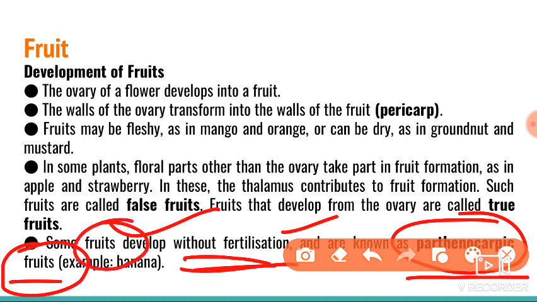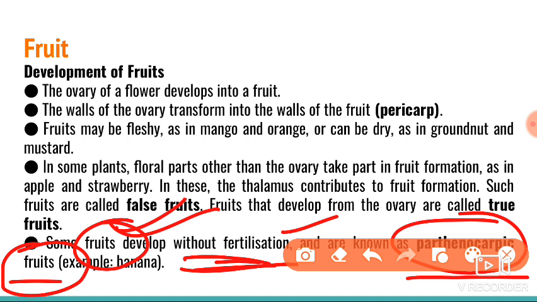Many students write it as a seed: the seed formed without fertilization. That is completely wrong. Don't write like that. You have to mention the fruit. The fruits are formed without fertilization. There is involvement of growth hormones and everything, but that is another concept. That is a parthenocarpic fruit.